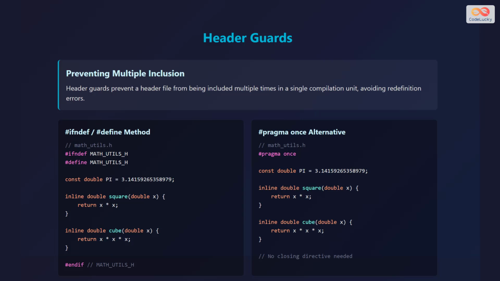The second one is #pragma once. This is a non-standard directive that tells the compiler to only include the file once. It's simpler, but not supported by all compilers.